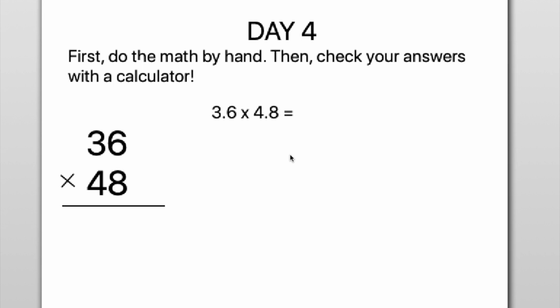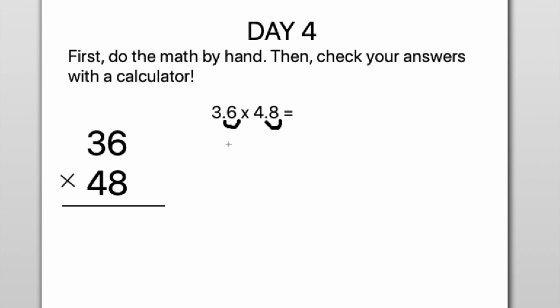Day 4. This is the second multiplication problem for day 4. Again, we are multiplying decimals. We're going to first do the math by hand, and then we're going to check our answers with a calculator. When we're multiplying decimals, we need to temporarily take the decimals out so that leaves us whole numbers. For 3.6, if we move the decimal once, it gives us 36. And for 4.8, if we move it once, it gives us 48. We need to remember that we've moved the decimals a total of 2 times so that we can add back in the decimal 2 times.